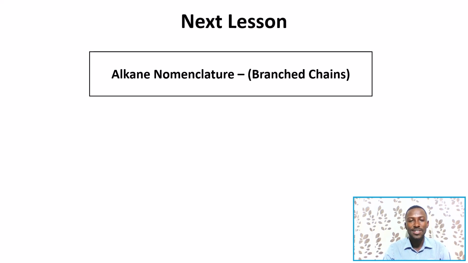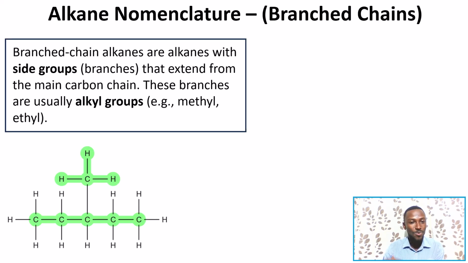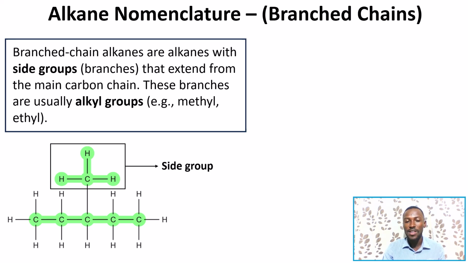So this brings us to the end of our lesson on alkyl groups. Now we are ready to name branch chain alkanes, because we need to understand what alkyl groups are first. So in branch chain alkanes, what are we to expect? Well, we'll define what branch chain alkanes are, look at some examples of them and what side group means, and then apply the knowledge of alkyl groups in naming branch chain alkanes. So see you in our next lesson.